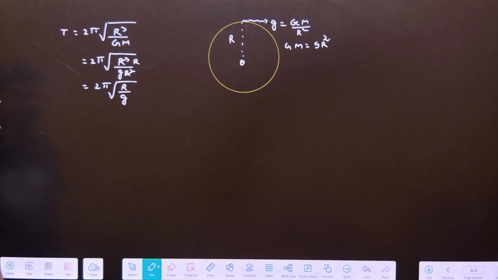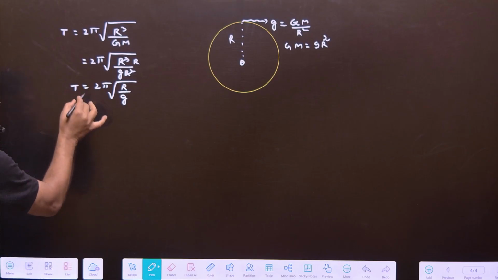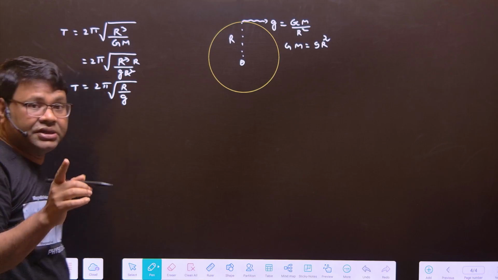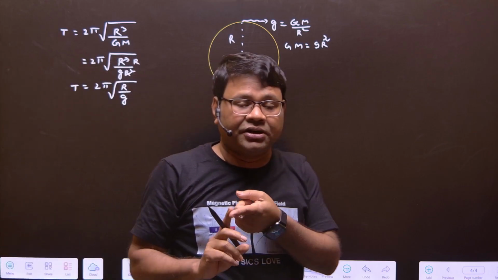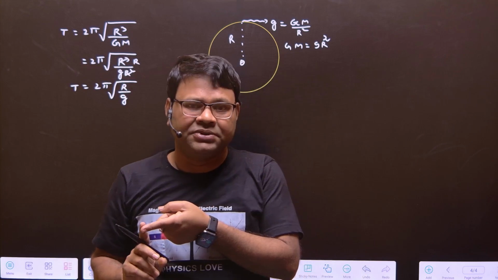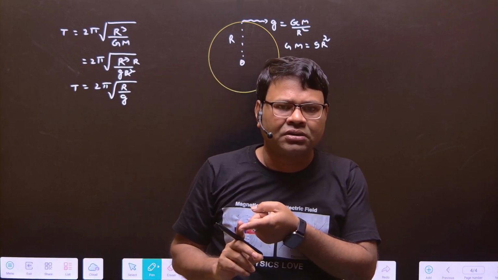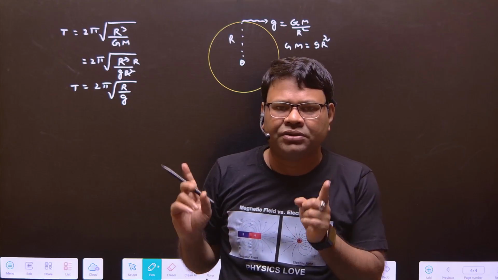So 2 pi root over of R by g is the time period for the satellite under one condition: the satellite is revolving very near the earth's surface. Then the time period will be like this.